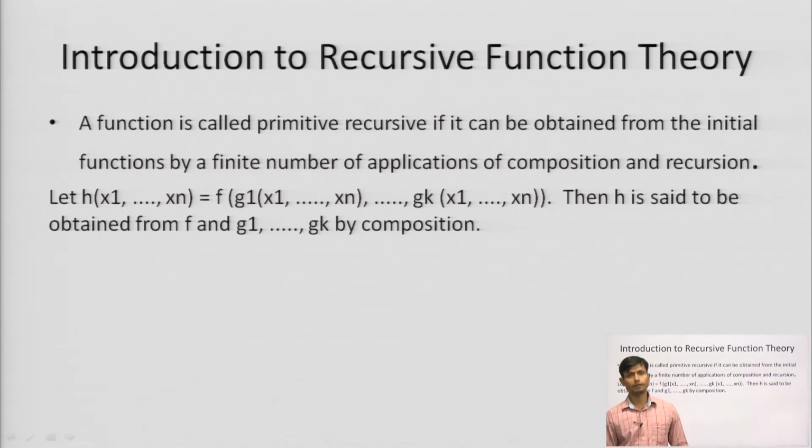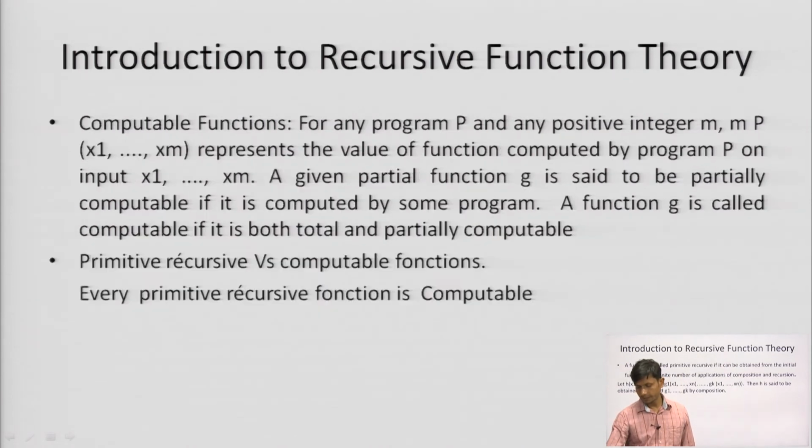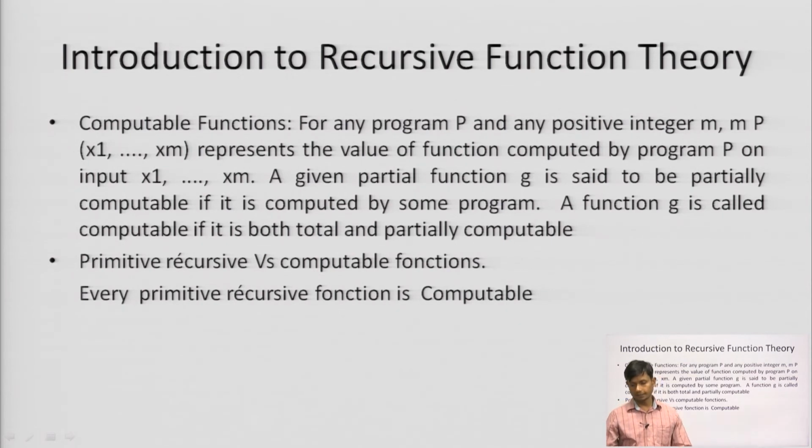A function is called primitive recursive if it can be obtained from the initial functions by a finite number of applications of composition and recursion. Here, let h of x1, x2 be a function which is the composition of g1, g2, up to gk functions. So, this is a primitive function. What is the relation of primitive recursive functions to computable functions? We already know that every primitive recursive function is computable.